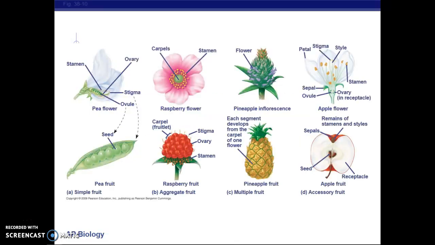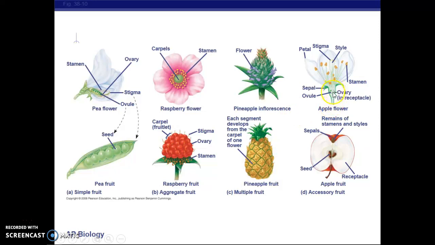Here are some examples. Simple fruit here: one ovary, one flower, multiple ovules, all in a row. This is known as the pod. The pea pod or any beans all grow as simple fruit. Here we see an aggregate fruit, the raspberry: single flower, multiple carpels, and the carpels are separate from each other. They do not fuse to form one carpel, so that would be an aggregate fruit. The third kind is the multiple fruit, where the entire inflorescence, several flowers, several carpels together with some bracts, form this pineapple. It's called the multiple fruit.